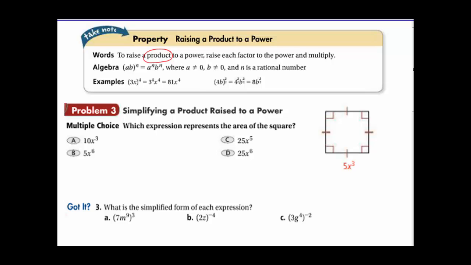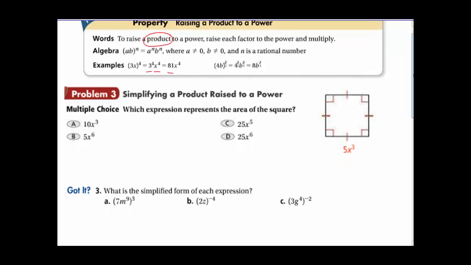So we're going to raise both a and b to the nth power. We want to make sure a is not 0 and b is not 0, and n is a rational number. So your exponent's got to be a rational number. If we look at examples, if we had 3x all raised to the 4th power, we need to take 3 to the 4th power as well as x to the 4th power. So when we simplify, that 3 to the 4th power will become 81. And similarly for the next example, 4b raised to the 3/2 power.